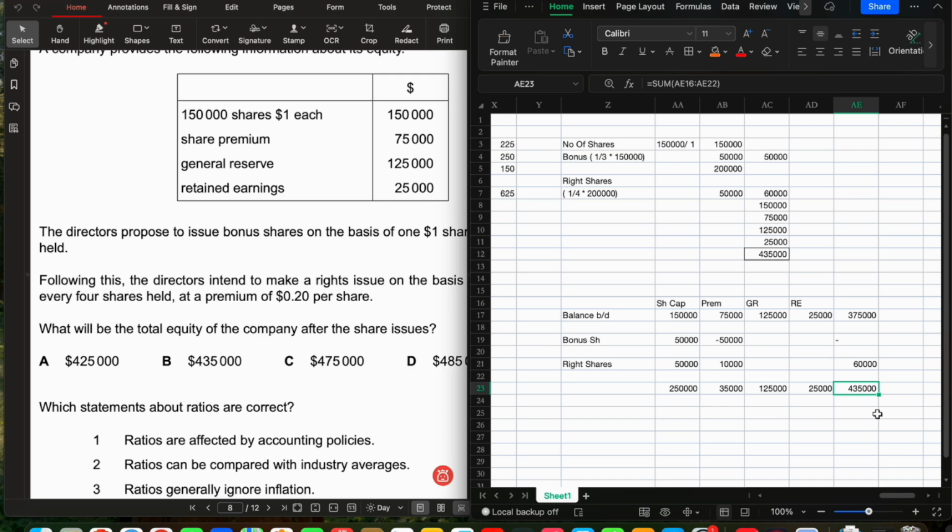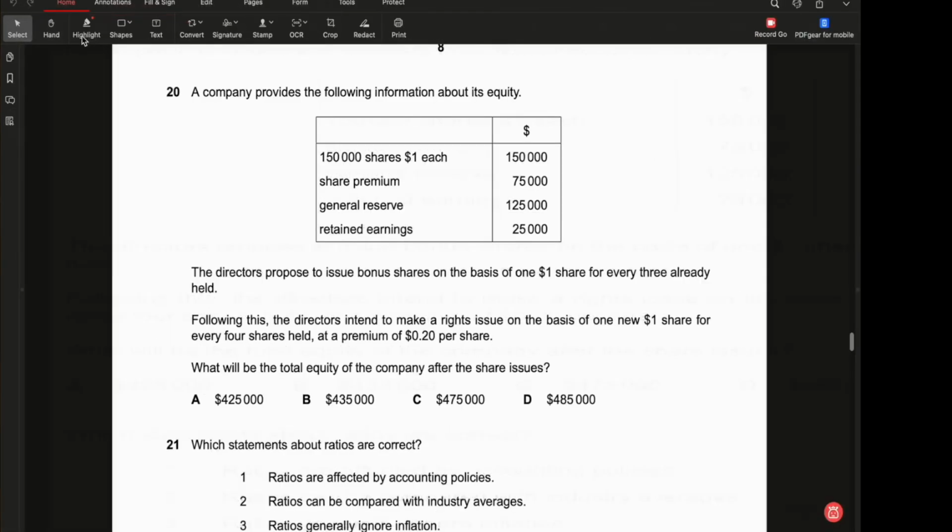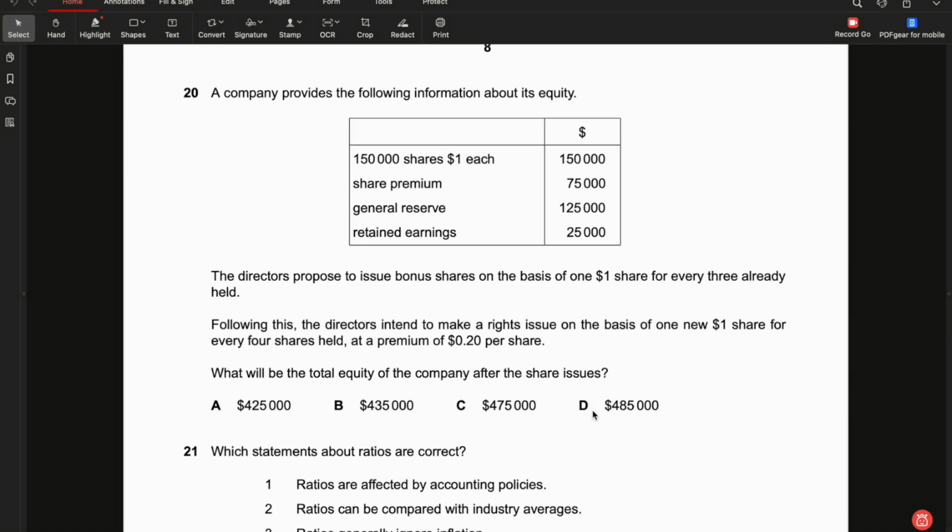I hope this makes sense. So your correct answer for question number 20 is 435,000, B.